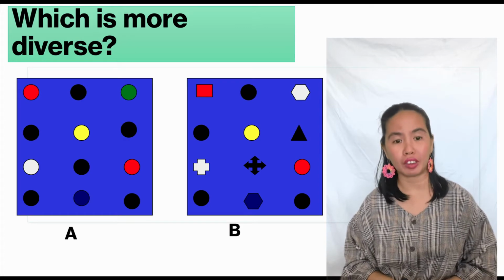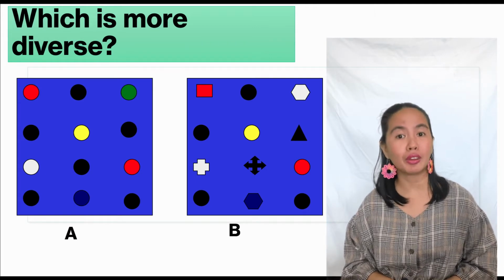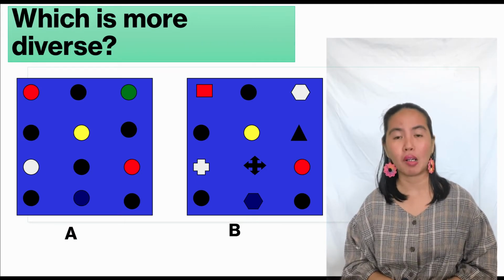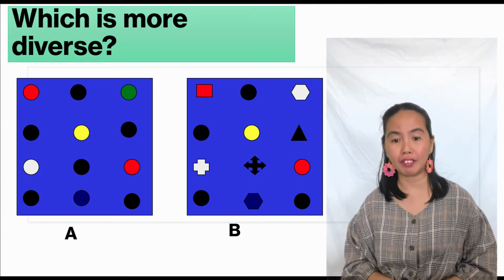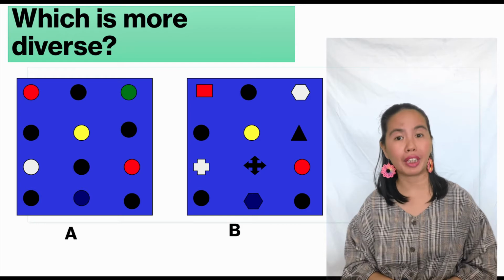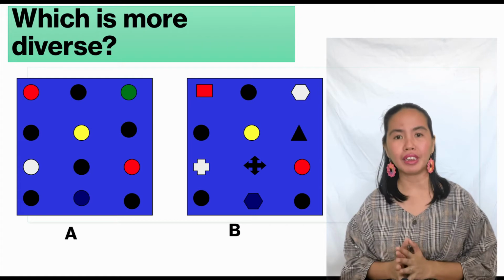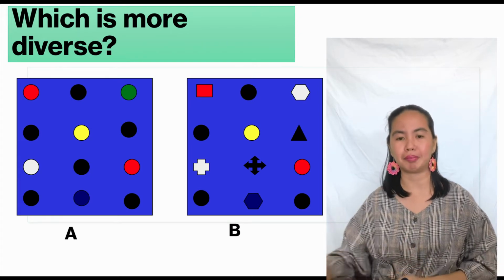Which is more diverse? Let us examine these two sets. In set A, we have all circles with different colors, while in set B, there are different shapes with different colors. If your answer is B, then your answer is correct. Set B is more diverse because it has various kinds of shapes. Now let us try to relate this to biodiversity.